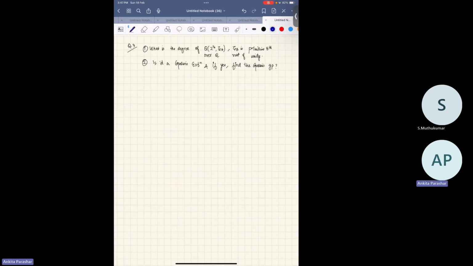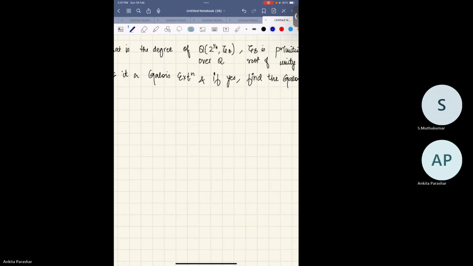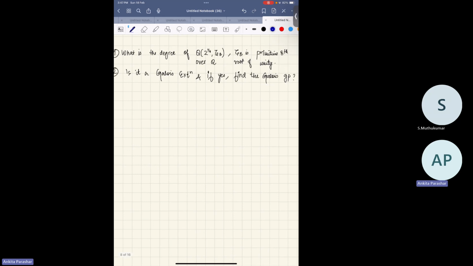Now we will move forward to the third question. What is the degree of Q(2^(1/4), zeta_8), where zeta_8 is the primitive eighth root of unity, over Q, and is it Galois, and find the Galois group. So let's look first at this primitive eighth root of unity. I think we discussed this last time. So zeta_8, primitive means order is exactly 8. It's not less than 8.